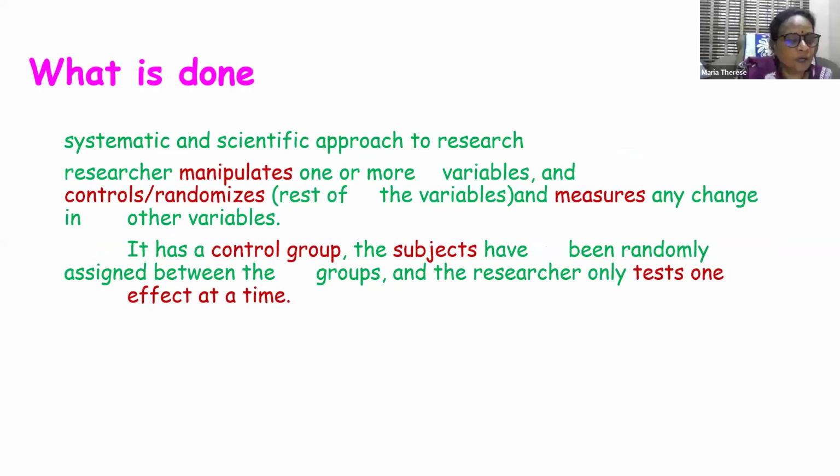So here you can have your manipulation. You know the meaning of manipulation: one or more variables, and you should have a control or randomization and measure any change. So here you can have a control group of subjects, which can be randomly selected, and the effect can be observed at one time. This is the main essence of doing your experimental research design.